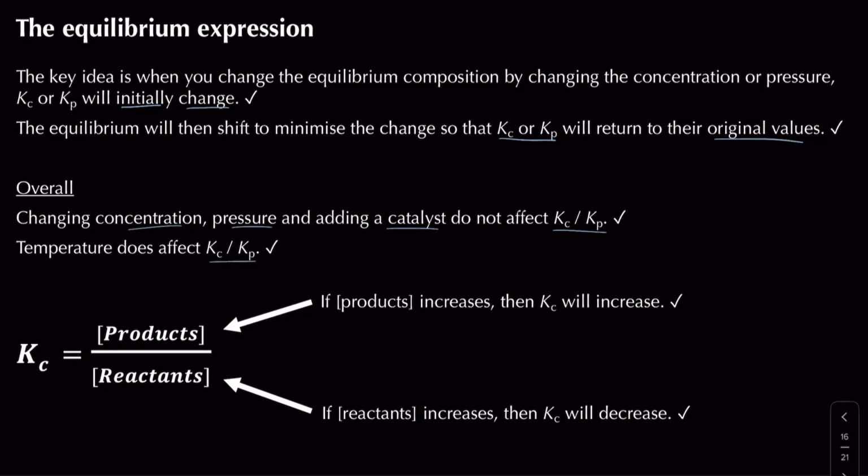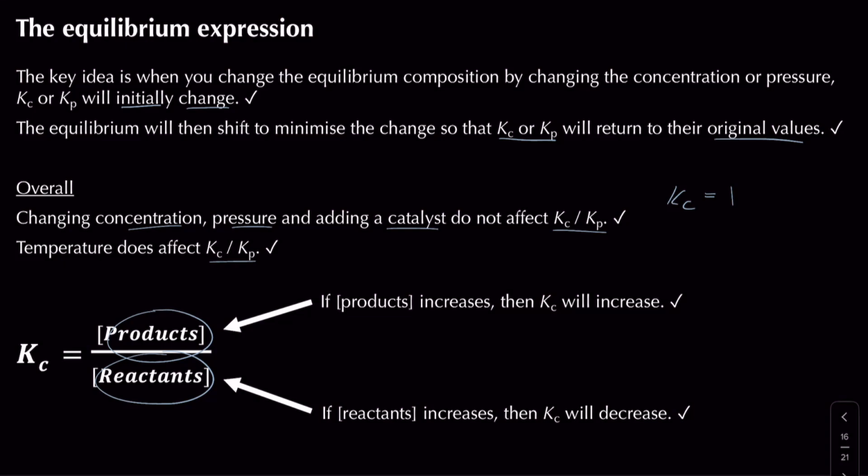Now you can see here I've got a generic Kc expression where I've got the concentration of products over reactants. I've got the top term, which is what we can call the numerator, for our products, divided by our bottom term, which is going to be our reactants, the denominator. Now in terms of Kc, what does Kc actually mean? Well, if Kc was, let's say, something like 1, we know we've got an equal amount of products to reactants. That ratio, our concentrations, are pretty much equal.